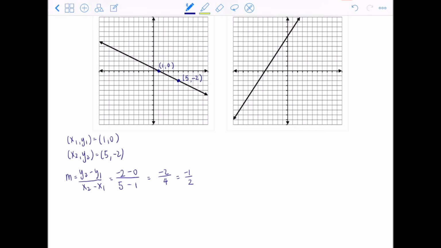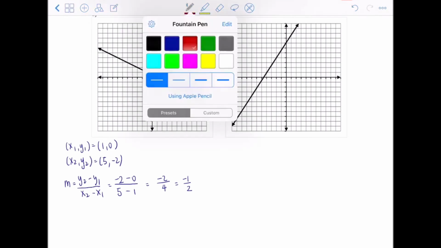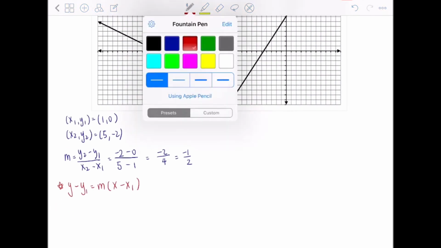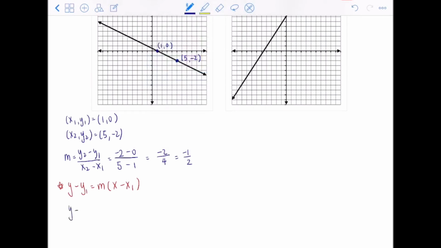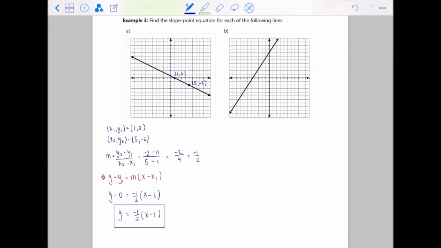Now, we are going to write this equation in slope point form. So we know slope point form is y minus y1 equals m times x minus x1. So we're going to sub in all the stuff we know. So y minus 0 equals, slope is negative 1 over 2, and x1 is 1. Let's simplify. So y equals negative 1 over 2 times x minus 1. So that's it for part A.